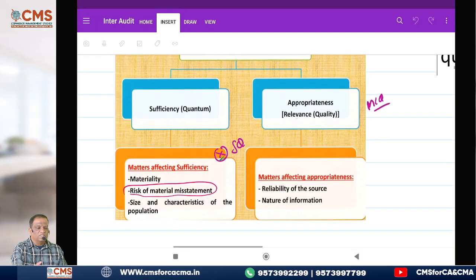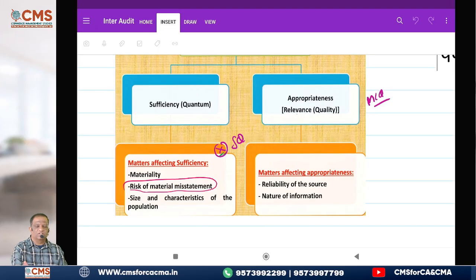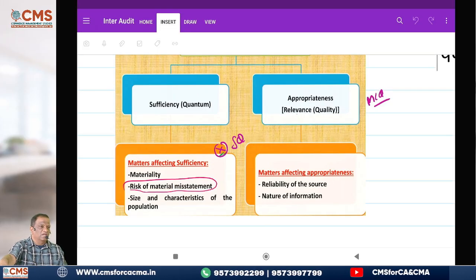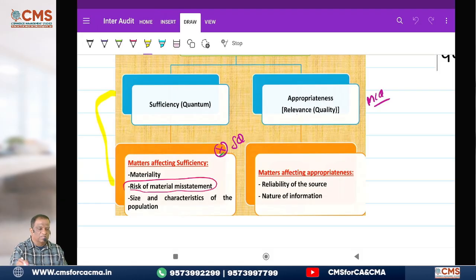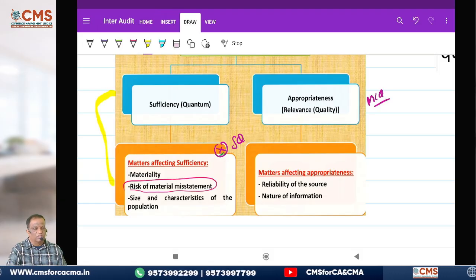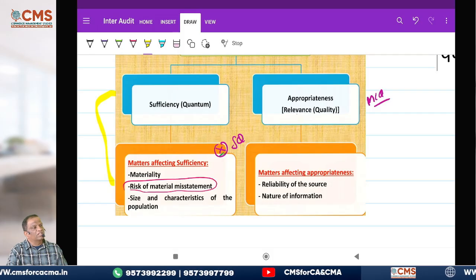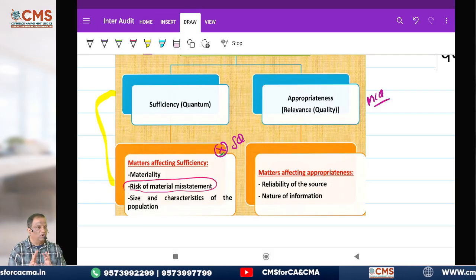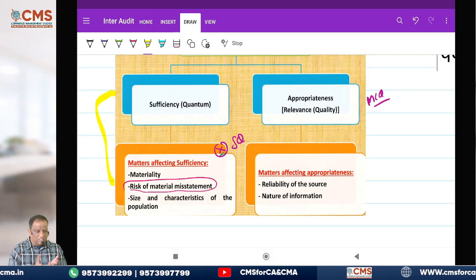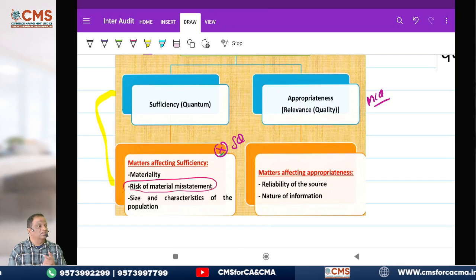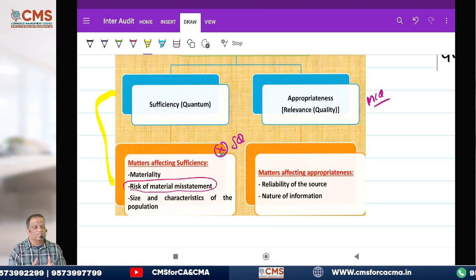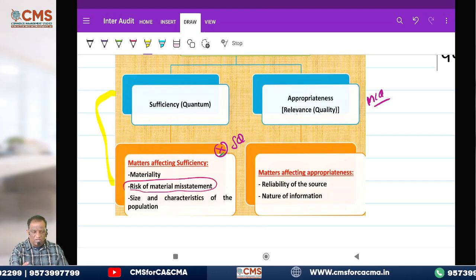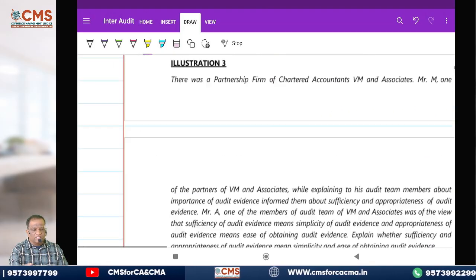Now the sufficiency, this left-hand side one, is more important as a short answer question. What matters should the auditor consider while deciding whether the evidence is sufficient? Three points: materiality, risk of material misstatement, and size and characteristics of the population. These three matters the auditor will consider to see whether the evidence gathered is sufficient. So then let's move forward.